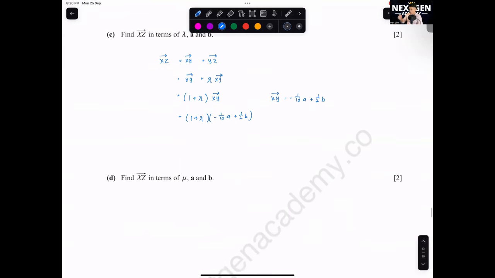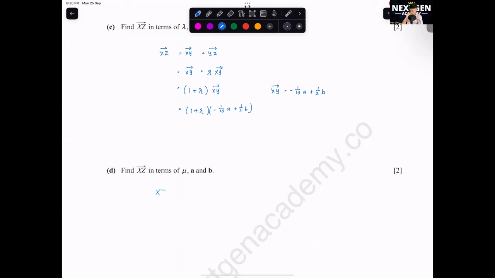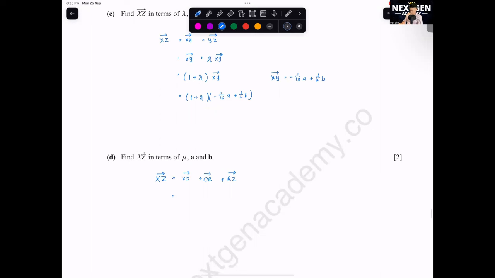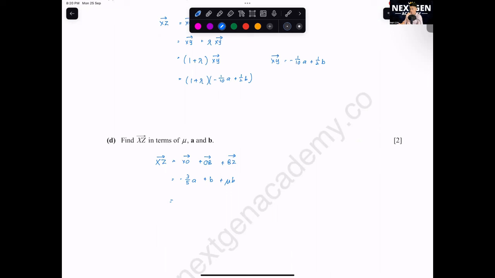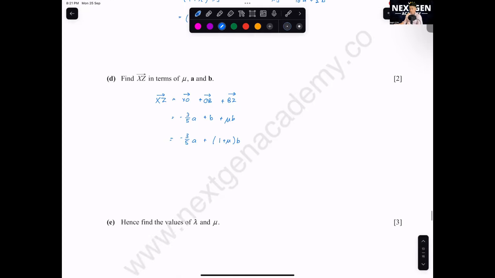Next one, XZ. I will use XO plus OB plus BZ. Just look at your diagram. Negative 3 over 5A plus B plus mu B. I'm going to factorize out the B, so it becomes negative 3 over 5A plus 1 plus mu B. Now, hence find the values of lambda and mu.